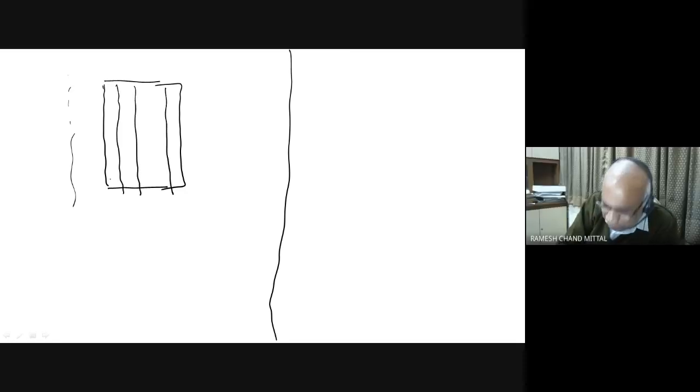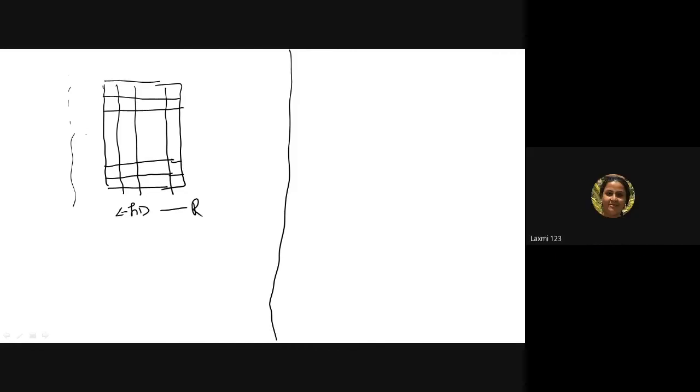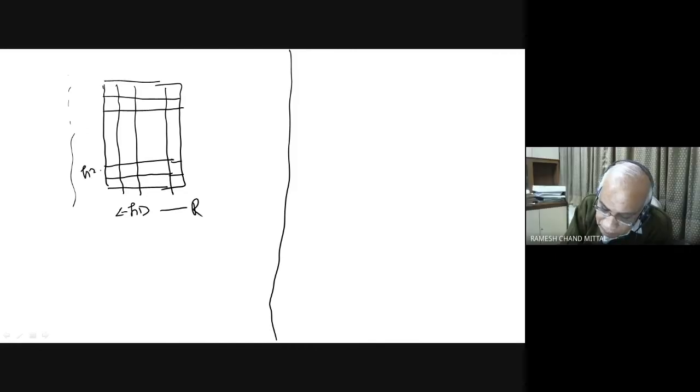I am coming to that also. If you permit me, I will take that also, no problem. So this is my grid or mesh, choosing the points. I take H1 along the R direction and H2 along the Z direction.